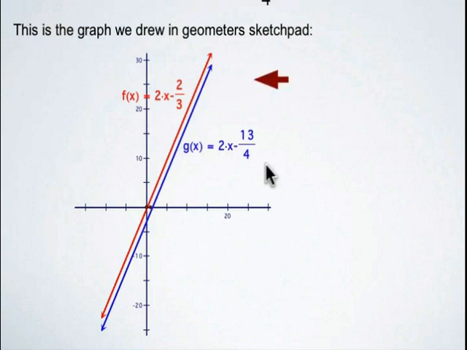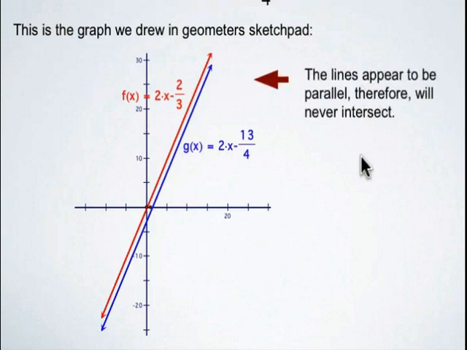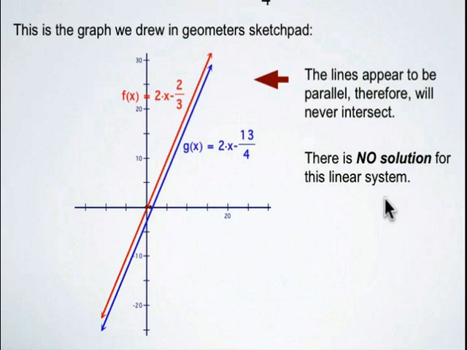In this case, the lines, since they're parallel, will never intersect, so there is no solution for the linear system. These two lines, by definition, because they are parallel, will never get any closer or any further apart to one another. So there is no solution for this linear system.